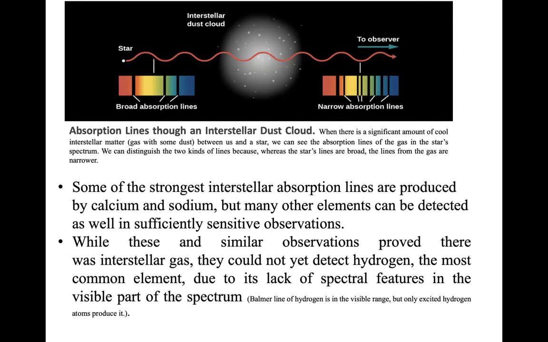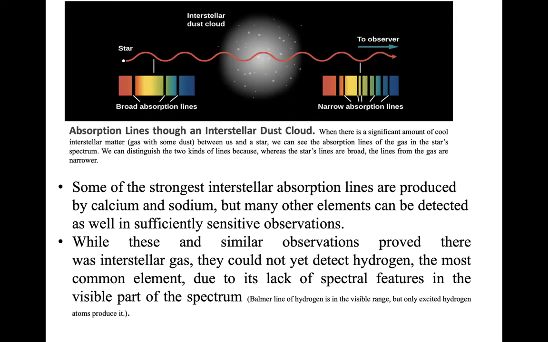We will be able to see some absorption lines of the gas in the star's spectrum, right? So the interstellar matter also absorbs some of the light from the star, right? But we can distinguish these two kinds of lines because the star's absorption lines are a little bit broader. However, when the interstellar dust and cloud absorb, their lines are a little bit narrower.